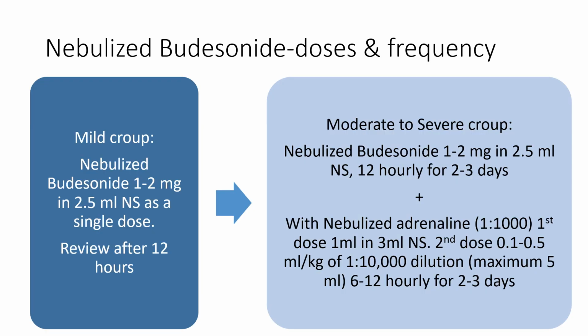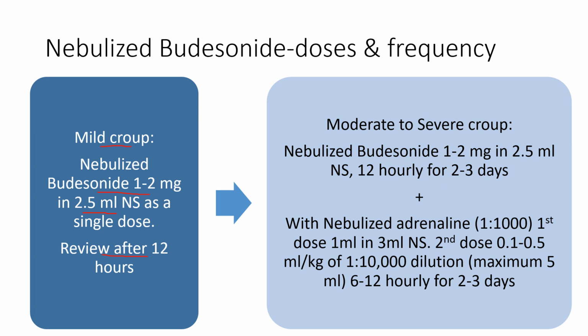Dose of nebulized budesonide in croup. We label it mild croup whenever the patient does not have stridor at rest, is able to take feeds, and is conscious and oriented. In this, we give a single dose of nebulized budesonide 1 to 2 milligram in 2.5 ml normal saline. And again, we have to reassess after 12 hours. If the patient still has symptoms, then we can repeat the nebulized budesonide. Otherwise, a single dose is sufficient.